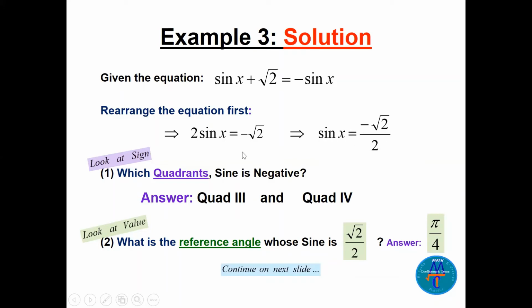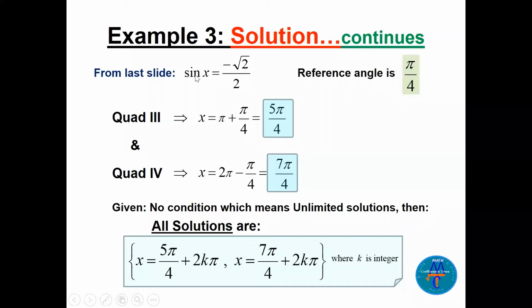We have to ask two important questions. Which quadrant? We look at sine. Sine here is minus, so sine is negative. So we are in quadrants 3 and 4, because sine is negative in 3 and 4. Now look at the value. This value, square root of 2 over 2. What is the reference angle? The answer, pi over 4. So from the last slide, we had sine of x equals minus square root of 2 over 2, and the reference angle is pi over 4.